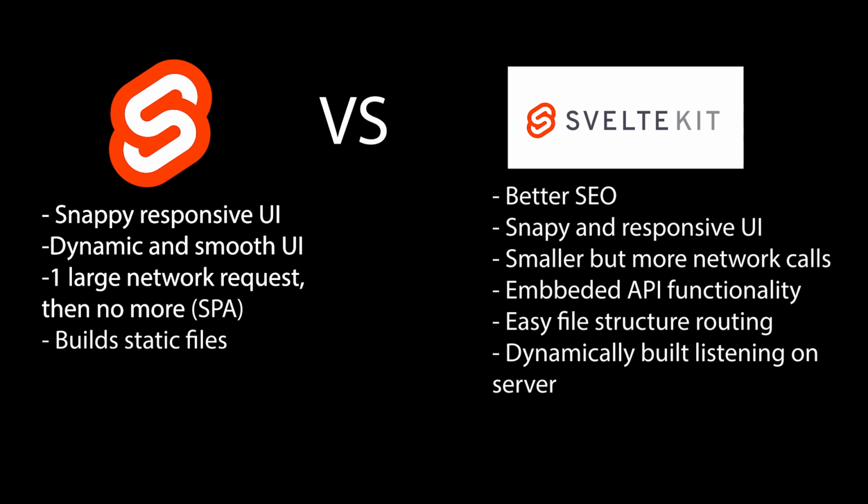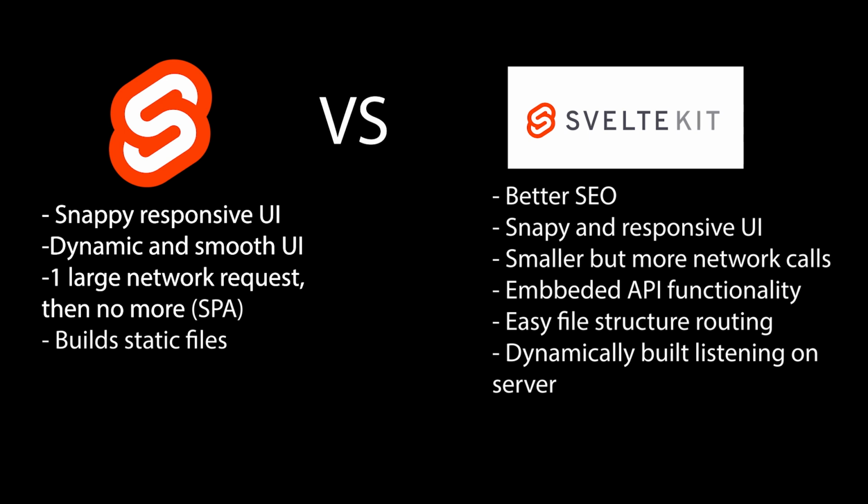You're still going to have the snappy and responsive UI like you do in Svelte, and you can have as much of that as you want. You can make everything on the client side if you want and have no server side stuff. I probably wouldn't do that because that negates the purpose of using SvelteKit, but hey, you're you. You can do what you want. You're going to have smaller but more network calls. So instead of having that one large network call up front to get all the JavaScript you need, you're going to end up making multiple calls to get more JavaScript because it chunks it up and code splits it up.